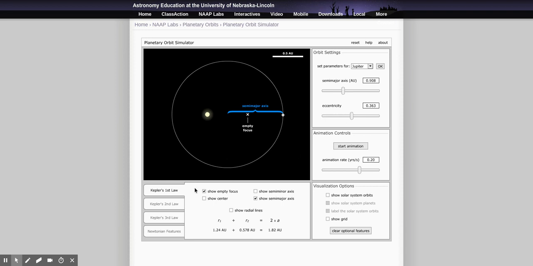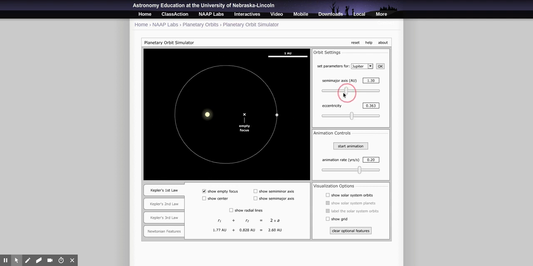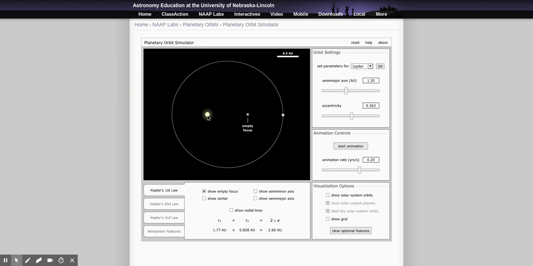So Kepler's first law says that the sun is always located at one of the two foci of the planet's orbit. Planets orbit in an ellipse, and the sun is located at one of the foci. The other one is empty, just an empty spot in space. There's really nothing special about that spot. That is how we can see Kepler's first law: the sun is at one of the foci.